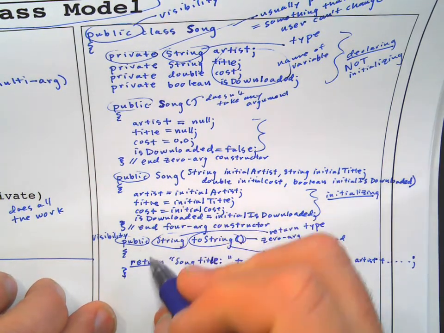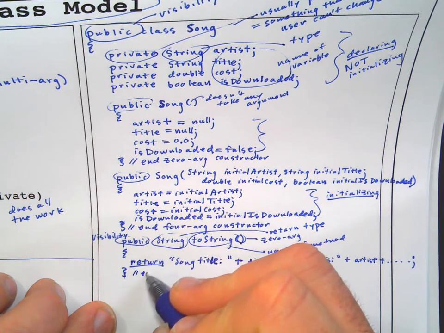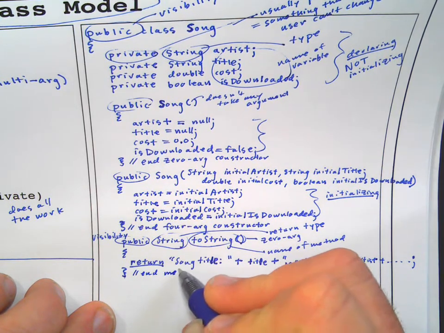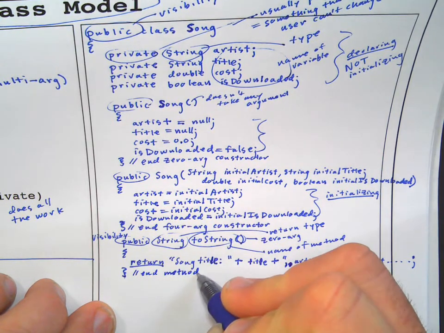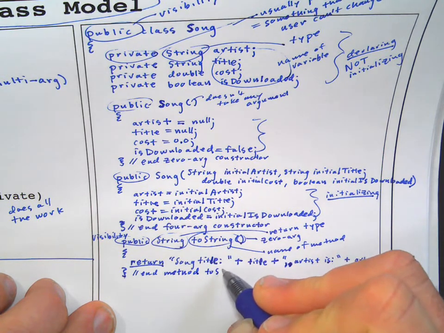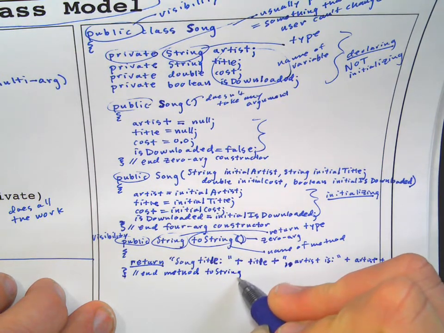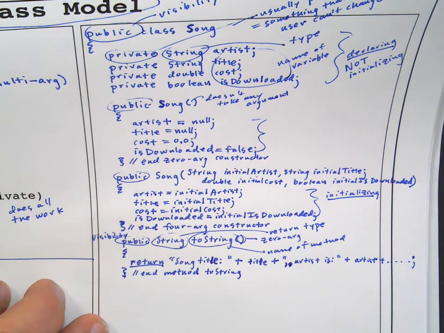Of course, we would say end method. This is a method, does a job, method toString. Just like we say in method main. So in method toString.